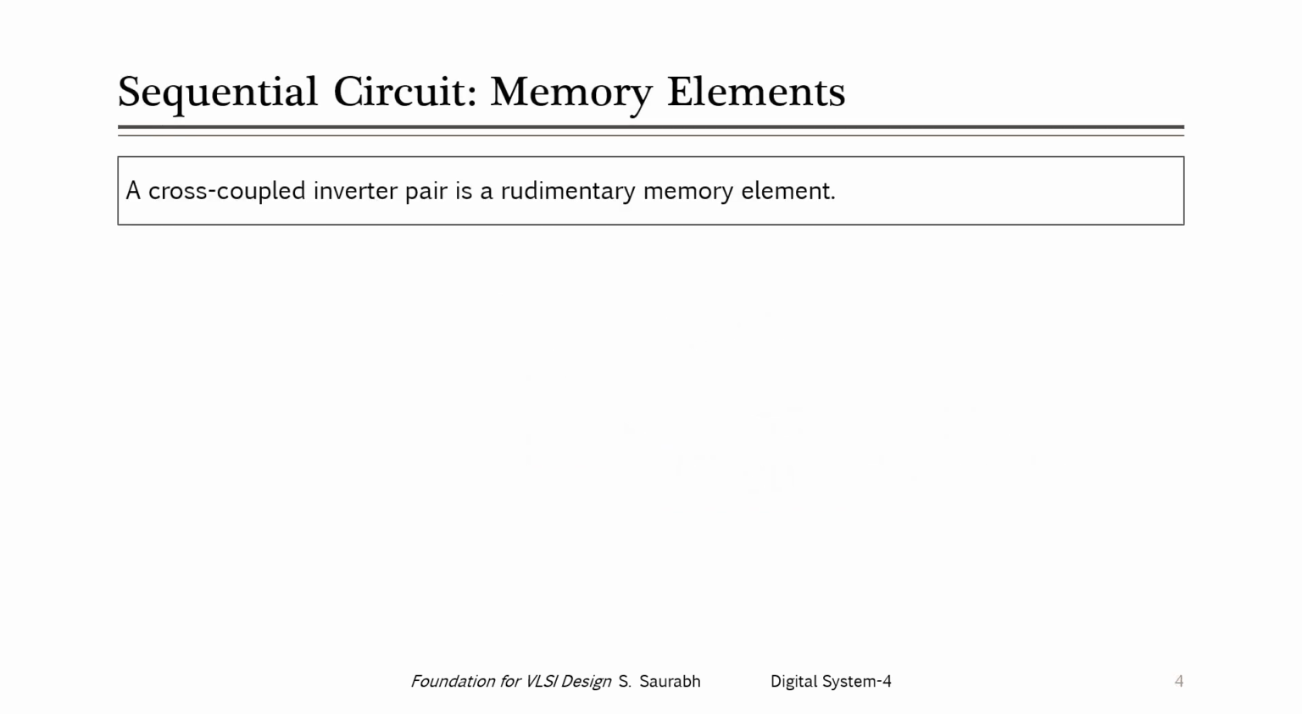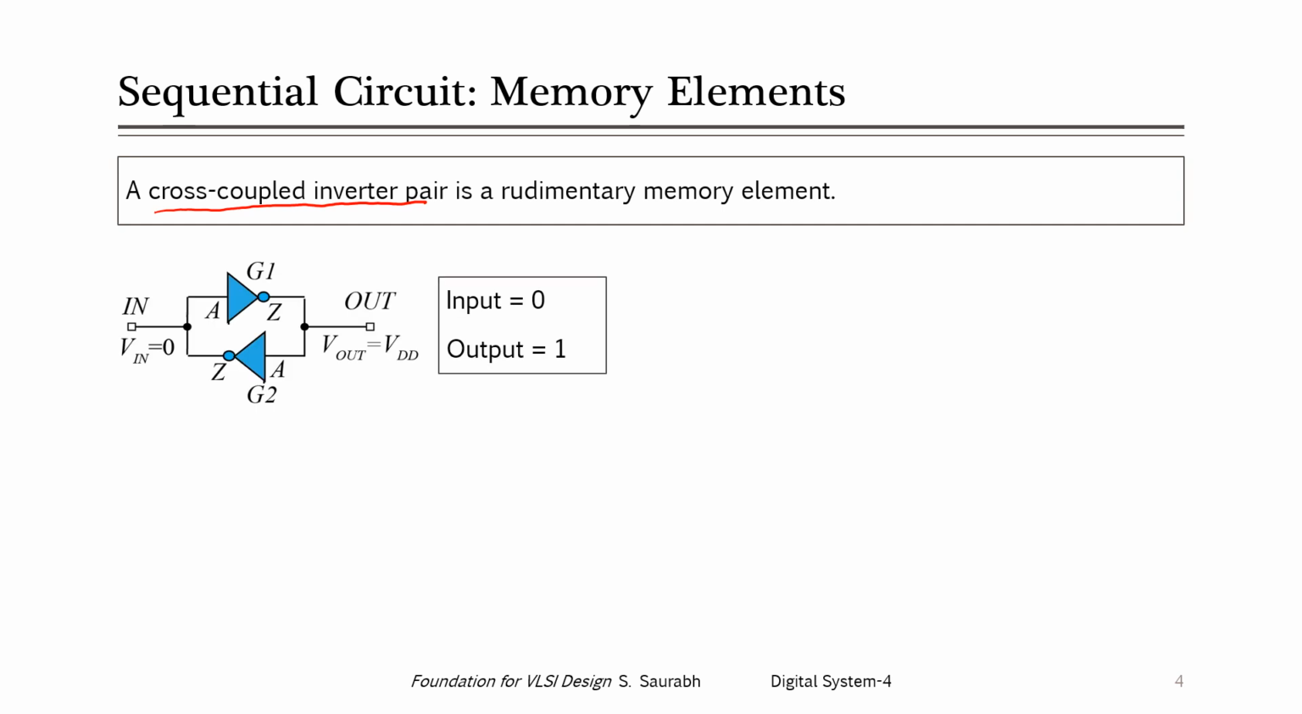First, let us look into a rudimentary memory element which can be implemented using a cross-coupled inverter pair. So what is a cross-coupled inverter pair? It consists of two inverters, G1 and G2, and the output of the first inverter goes to the input of the second inverter, right?